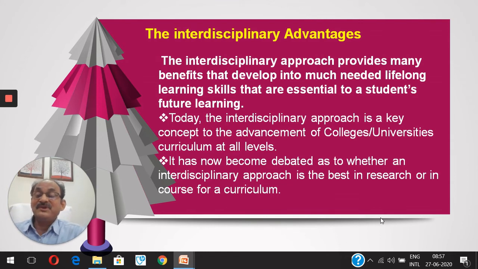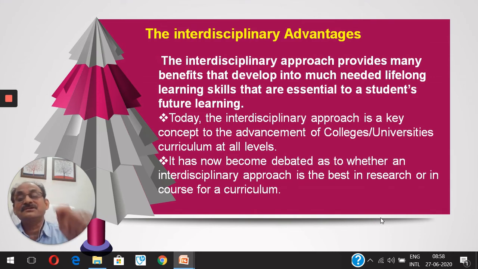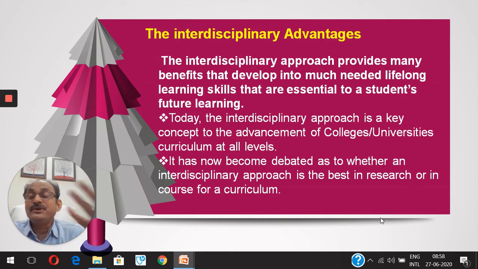choice-based credit system. We are adopting the choice-based credit system. The choice-based credit system is part of the interdisciplinary approach. So we are going to do that nowadays. It is a debatable part, but students can understand. Student can learn a new discipline as compared to his own discipline.